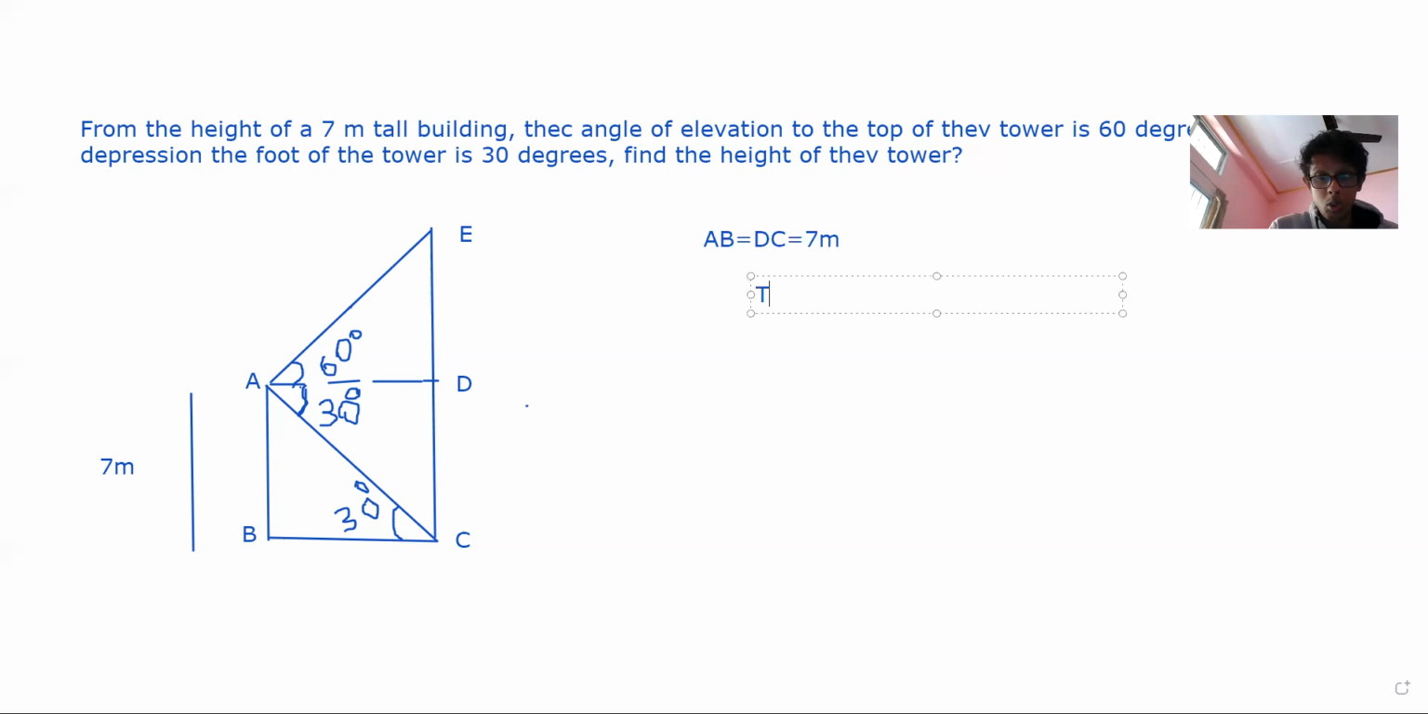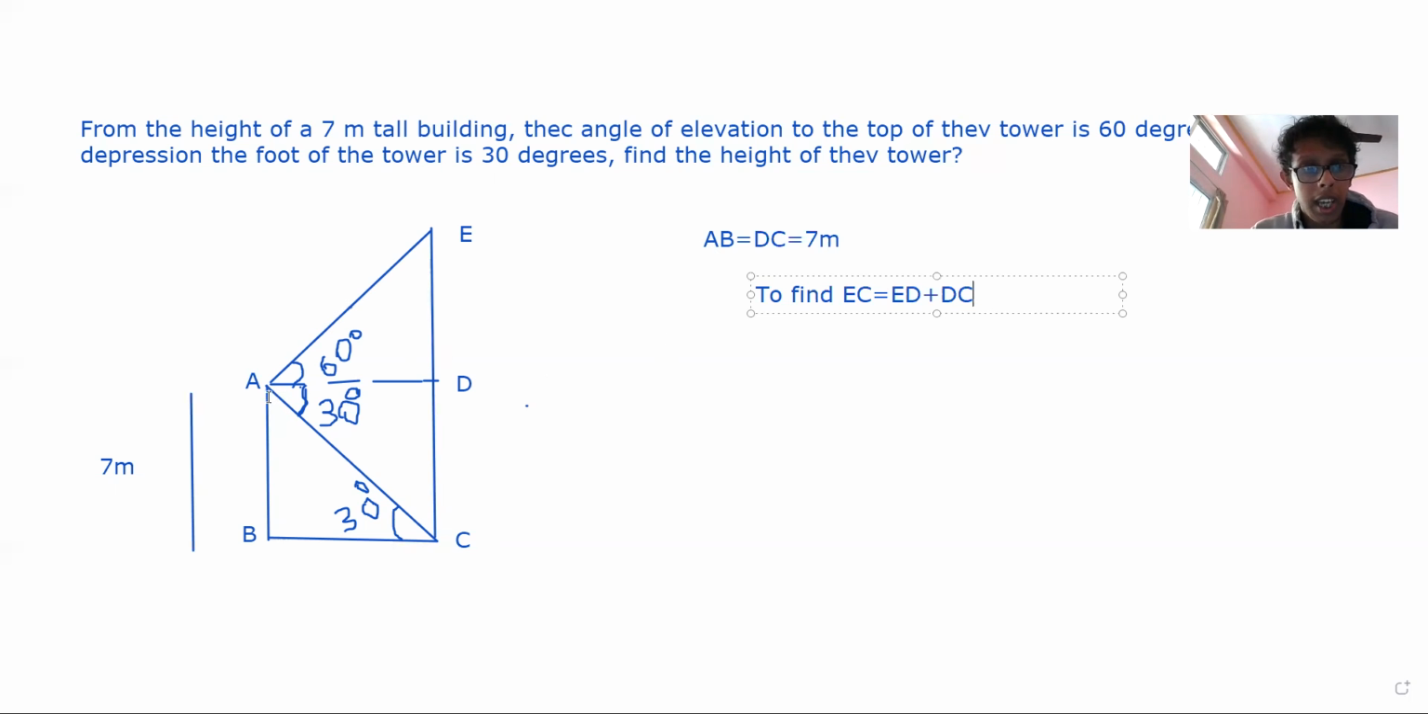Let me write down, to find EC equal to what? ED plus DC. Now you can see that we have already found out what DC is, 7 meters. Okay. So we are just required to find out this ED.